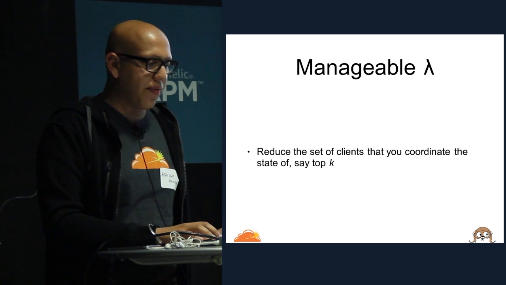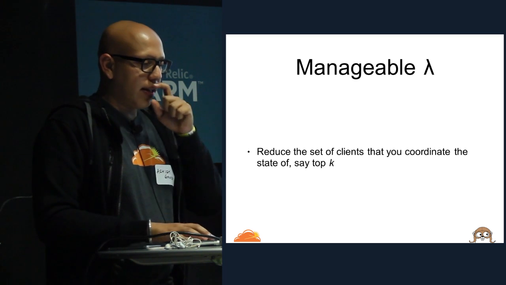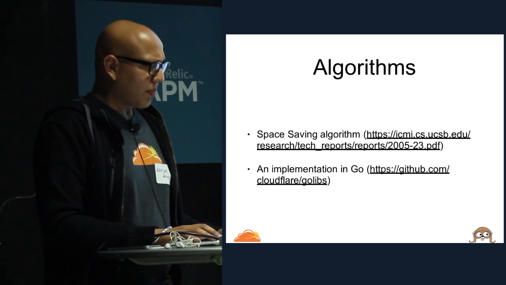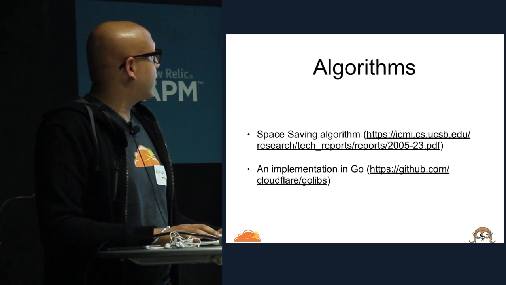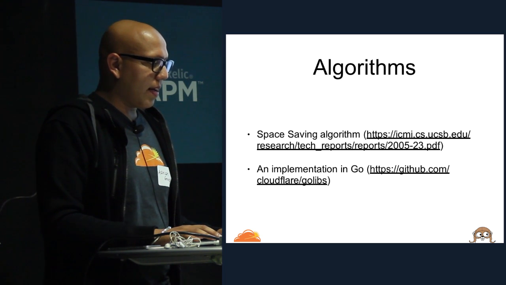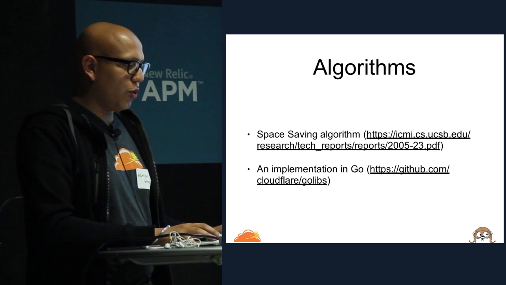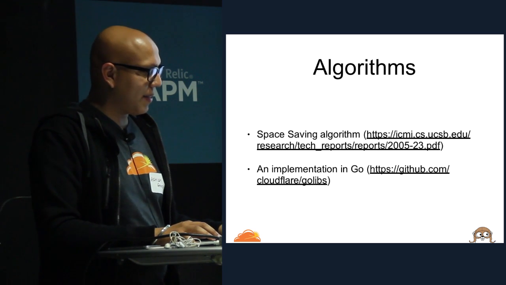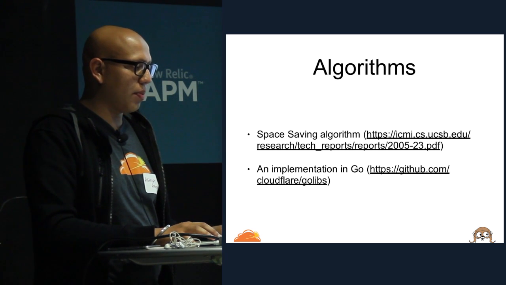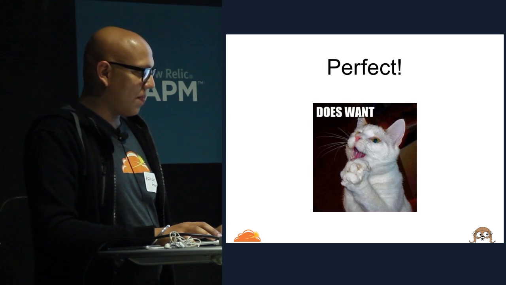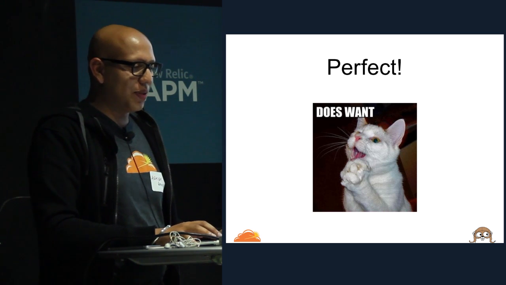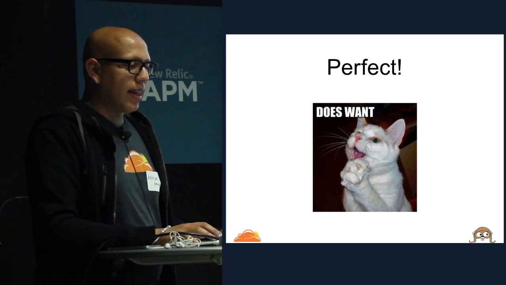So out of the stream of incoming requests, how do you find who the heavy hitters are? Turns out there's an algorithm called the space saving algorithm, which is an online algorithm, and it happens to be pretty good for most cases. A fellow gopher at Cloudflare had already implemented this as a library in Go. So I was like, this is perfect. Let's just use this and see how it goes. So I did that.